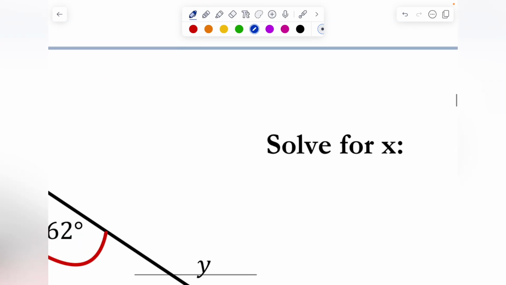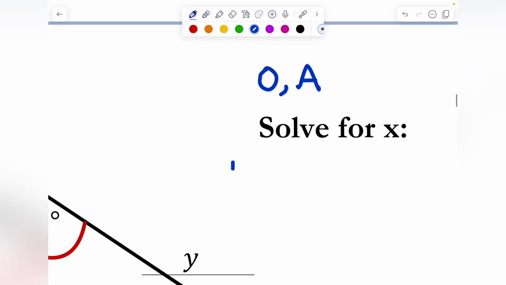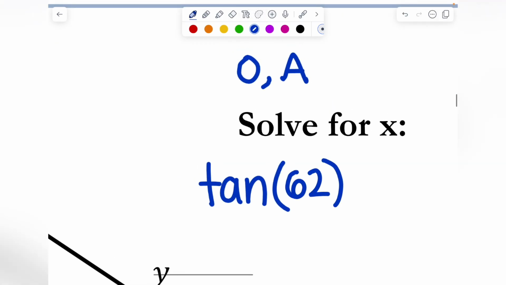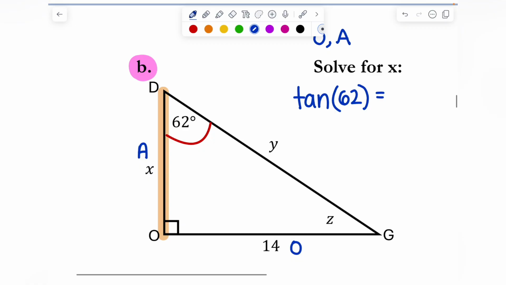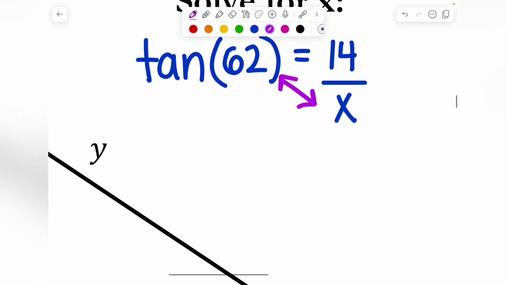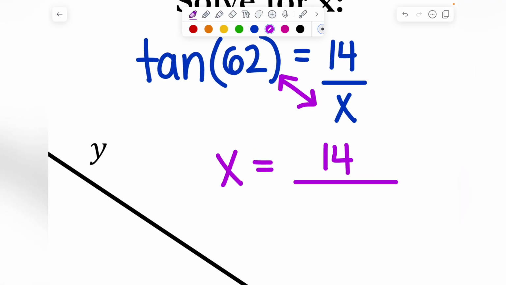All right, so if I know the opposite side, I'm looking for the adjacent side. Again, this is going to be tangent. So it's tangent of the angle. This time I know the angle, 62, equals opposite over adjacent. So 14 over x. Now, this time the letter is on the bottom, so that's when you do the little swap. So my answer is going to be x equals 14 divided by tangent of 62.